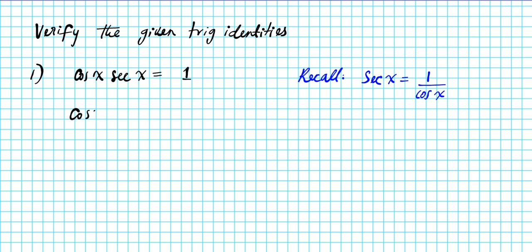So we have cosine x times, instead of secant, we use the reciprocal identity to express secant as the reciprocal of cosine. So the question is, this product in its simplified form, is it equal to 1? Let's simplify a little bit further. You can divide out. Cosine goes into cosine 1, and cosine x goes into cosine x once. 1 times 1 over 1 is 1. Is 1 equal to 1? The answer is yes. So we've been able to show that this trig identity is in fact correct.